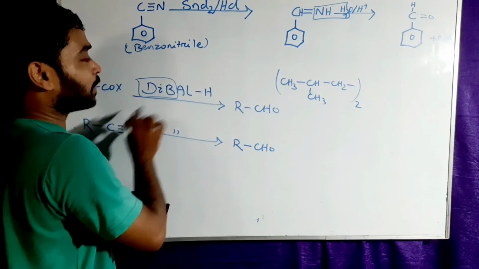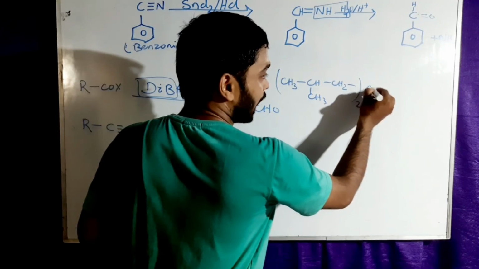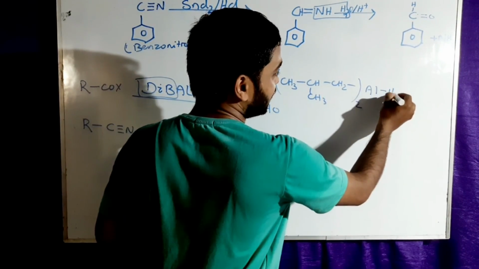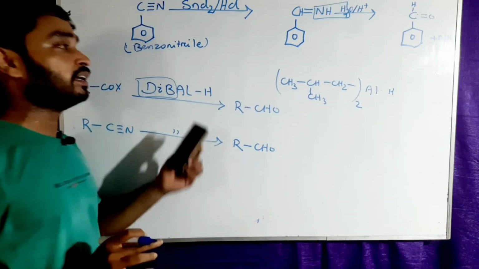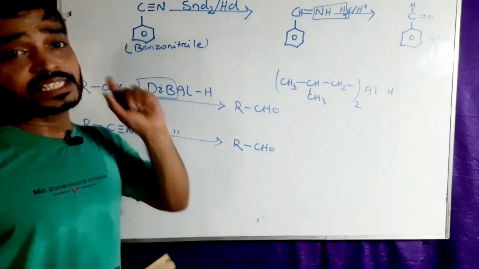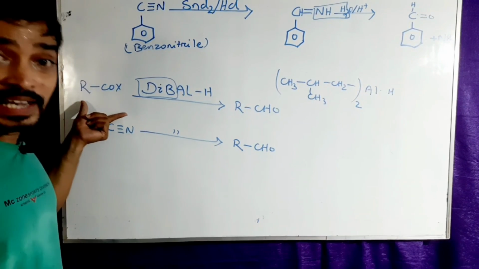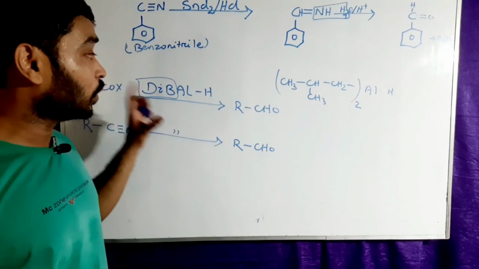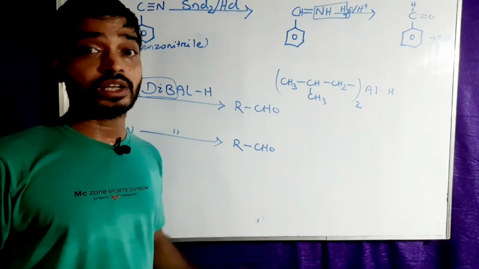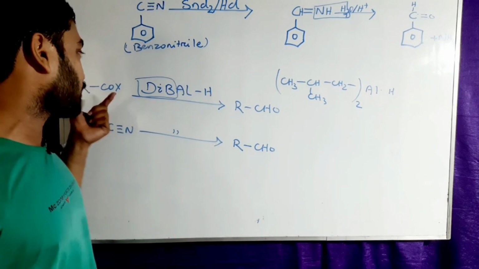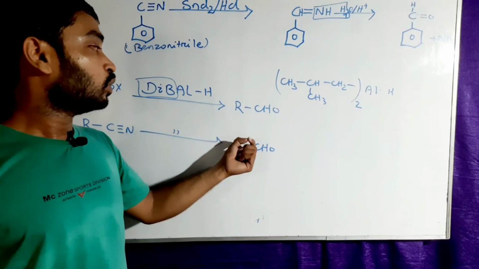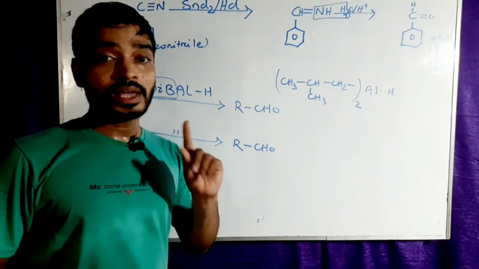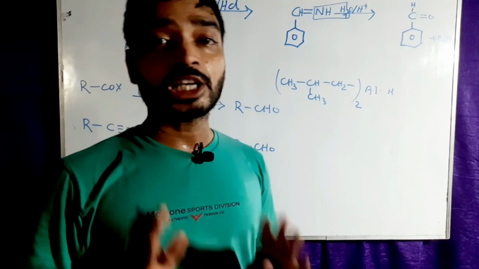Diisobutyl, it is the diisobutyl part. Al for aluminium. So diisobutyl aluminium, and hydride, this is the hydride part. So diisobutyl aluminium hydride is the reagent which can easily convert all the acid halides and cyanides directly into aldehyde. So it is the universally used reducing agent for the direct conversion of acid halide and cyanide to their respective aldehydes. So in this class we mainly studied the preparation of aldehydes only.